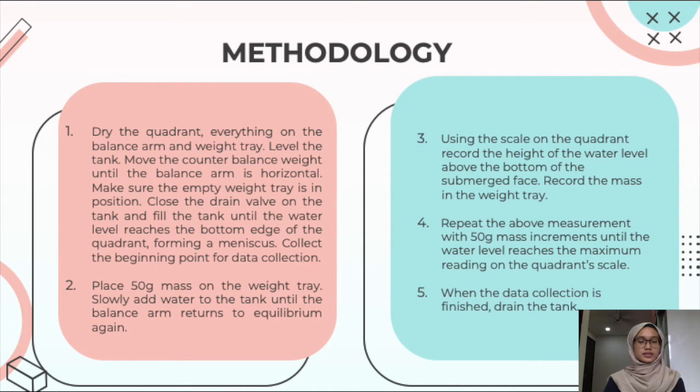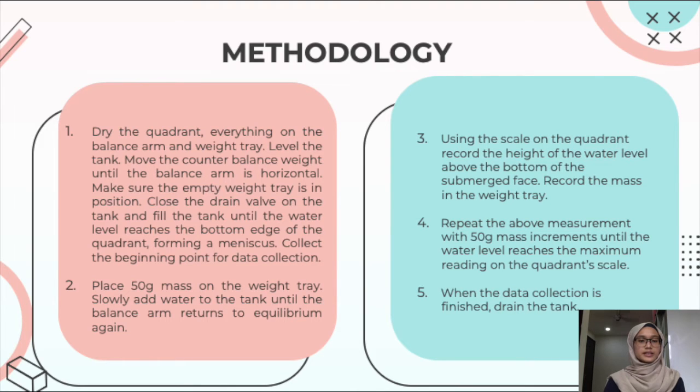For the methodology, the first step is to dry everything on the balance arm, the weight tray, and the quadrant. Then, level the tank. Move the counterbalance weight until the balance arm is horizontally placed. After making sure the empty weight tray is in position, close the drain valve on the tank and start filling the tank until the water level reaches the bottom edge of the quadrant, until a meniscus is formed. Then, collect the first point for data collection.